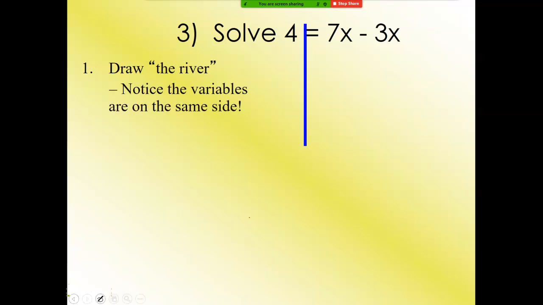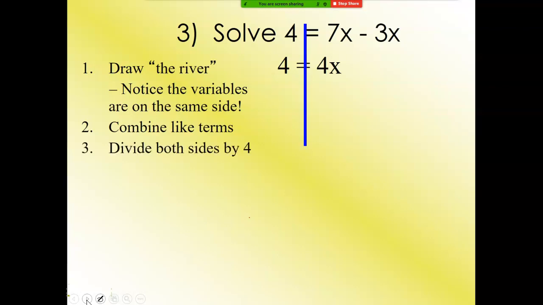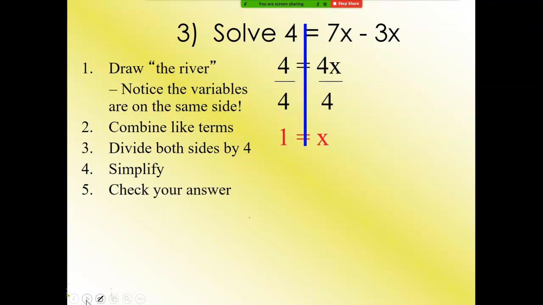So awesome. We noticed exactly what I wanted us to notice. The variables were on the same side. So we're going to combine like terms, and we're going to get exactly what Dominique said, which is that 4 equals 4x. What do I do next, Nevaeh? Yep, you got it. So we're going to divide both sides by 4. So we get 4 divided by 4, which is 1, equal to x. So what do you think I'm going to have you do? Check it. I heard somebody say it. So we get 4 equals 7 times 1 minus 3 times 1, which checks.